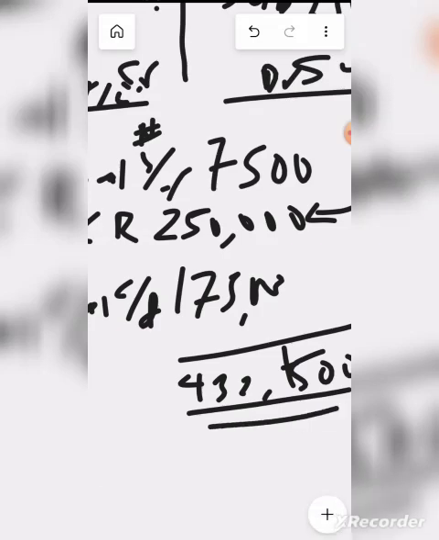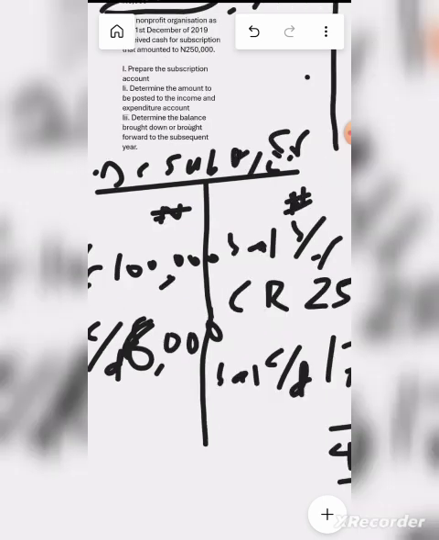So for us to be able to determine the value going to the income and expenditure account, we're going to deduct the total value on the debit side from the total value on the credit side. So right now we have 106,000 naira as the value on the debit side. That is 100,000 plus 6,000, which gives us 106,000. So we're going to take 106,000 from 432,500. We have 326,500, which will be going to the income and expenditure account.